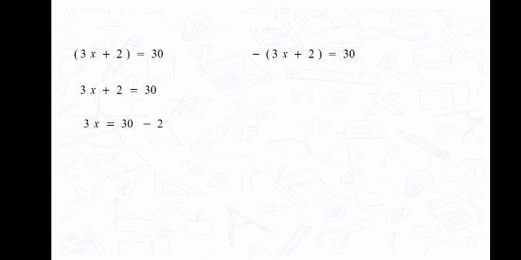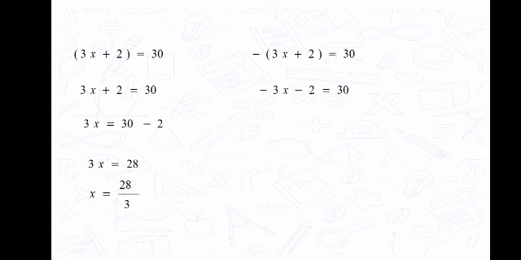3x plus 2 equals 30, and the second one is minus into 3x plus 2 equals 30. So first of all, solving the left hand side, 3x plus 2 equals 30. The 2 will move to the other side. 30 minus 2 is equal to 28, so 3x is equal to 28. The equation will become x is equal to 28 by 3.